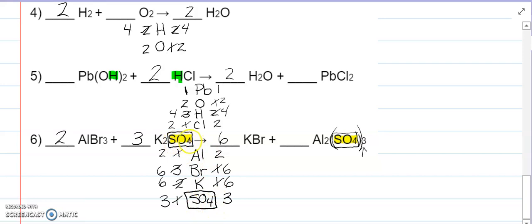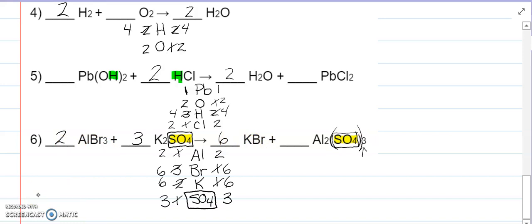On this side, I had 1 piece of sulfate. On this side, I had 3 pieces of sulfate. Remember, I'm looking for the number outside of the parentheses for my polyatomics. And so to balance that out, I put a 3 here, and that gave me 6 potassium, so I needed 6 potassium here. That gave me 6 bromine, so I needed 3 bromine here, and I needed to balance it out.